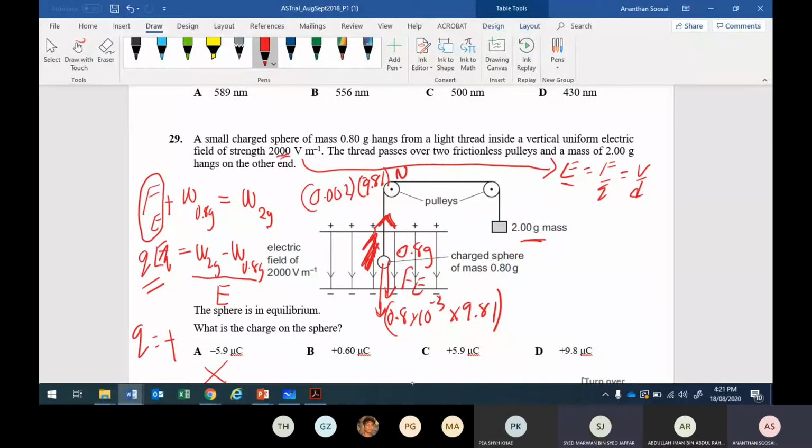So weight of 2 gram minus weight of 0.8 gram divided by the E. E is 2000. Get the charge. The charge positive 5.9. I think it's going to be 5.9 because they make it more tricky. Positive 5.9 given, negative 5.9 given. I think the answer should be C now. Yes, teacher.